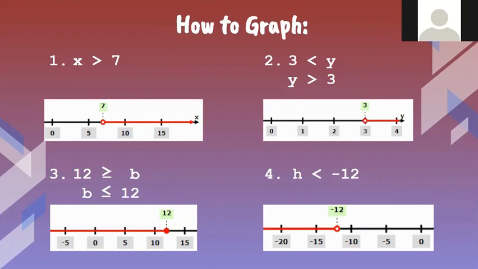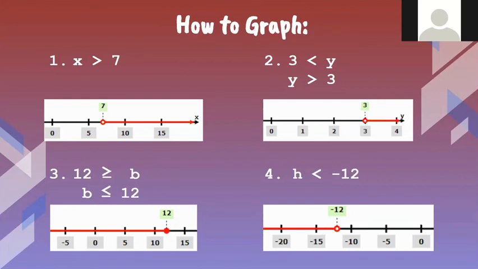Number 2. For number 2, we needed to flip it so that our variable came first. So we put the y first, but because of that, we also needed to flip our inequality symbol. So if you notice, the inequality symbol was pointing to 3. When we flipped it, we still made sure the inequality symbol was pointing to 3.